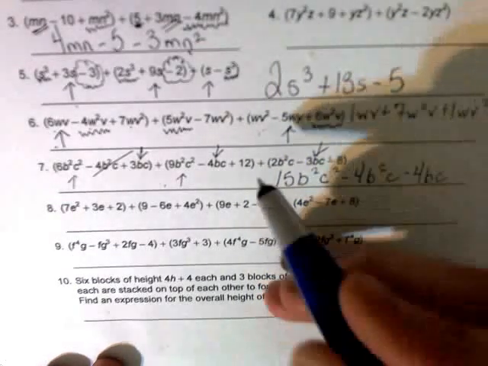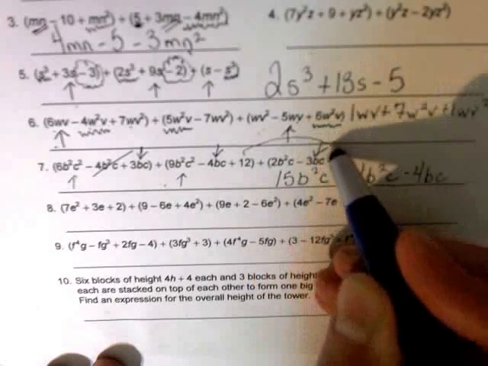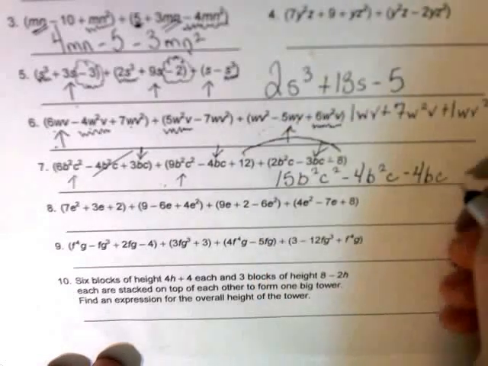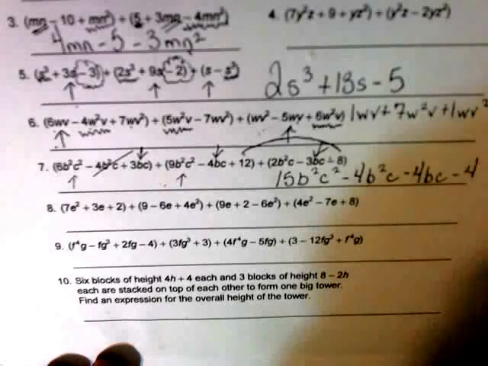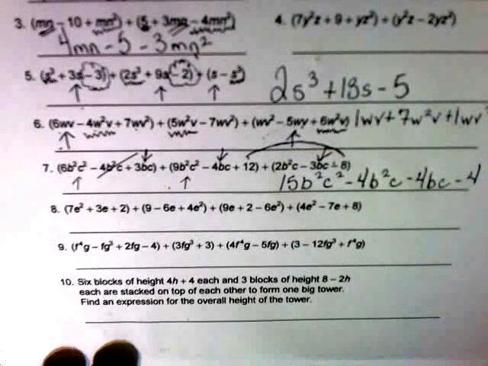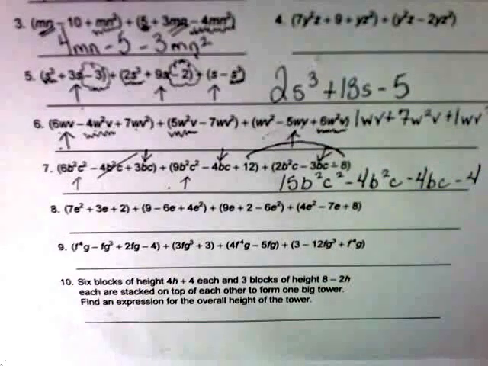And then as you can see, we've just got these integer terms left to combine, 12 minus 8 like it says, which I'm going to write minus 4. So that 3 polynomials there simplifies down to 15b squared c squared minus 4b squared c minus 4bc minus 4. Keep on identifying like terms there, put the like terms together. That's all this section is really about.